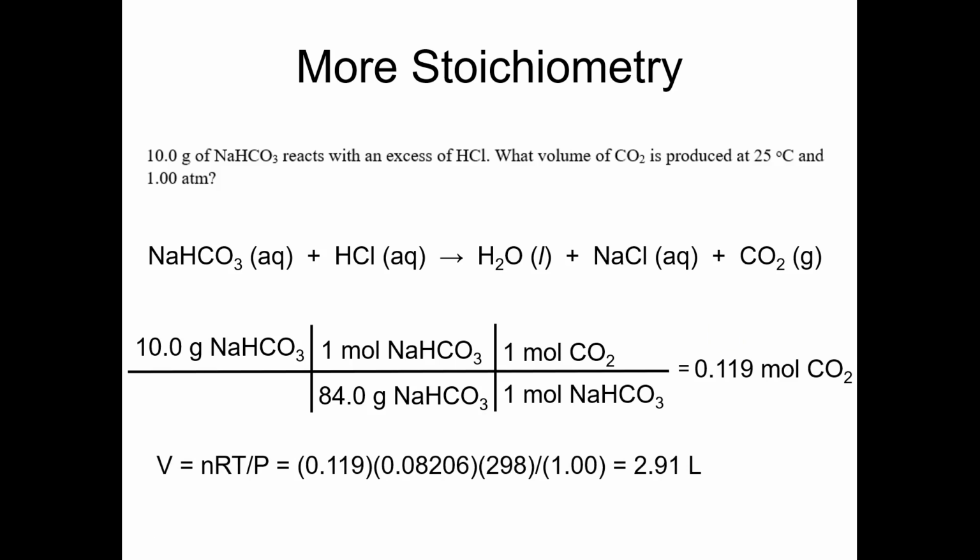Now I can use the ideal gas equation to convert that into a volume. Volume is equal to nRT over P, which is my moles, 0.119, times R, times the temperature, 25 degrees Celsius, which is 298 Kelvin, divided by the pressure, which is 1 atmosphere, and I get 2.91 liters.